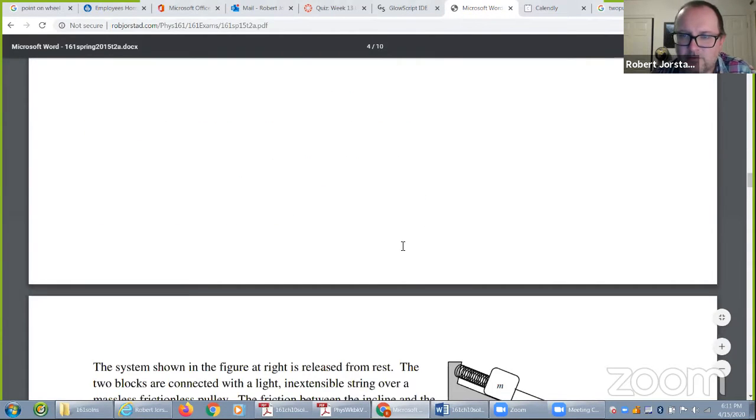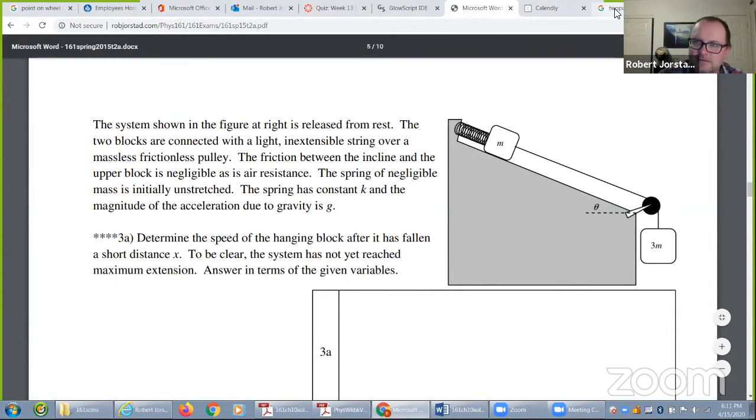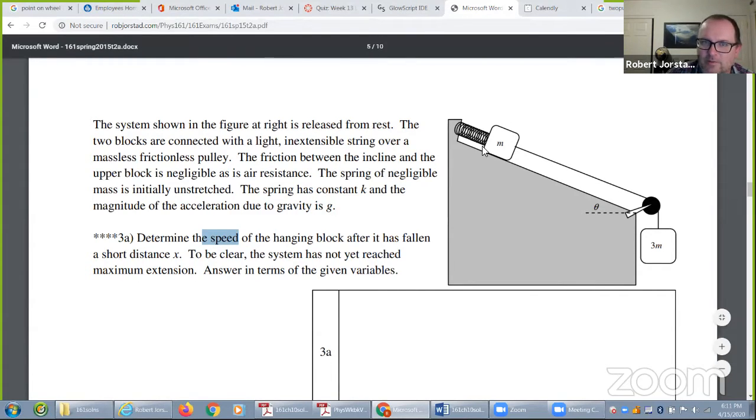Ooh, I see a problem with a spring and a block. My first gut, oh, well, I'll let you think. I'm going to check the chat. Usually spring problems are energy. When I see a spring, I'm usually thinking energy, not always. We'll see the exception soon enough. Oh, speed. Speed is an indicator I should do an energy problem. Spring is an indicator we might do an energy problem.